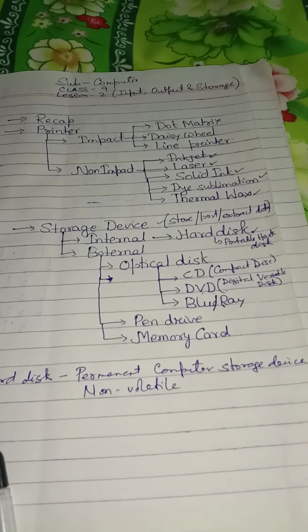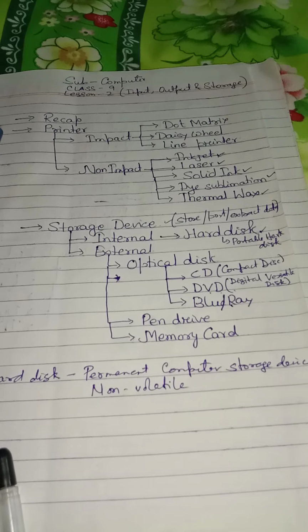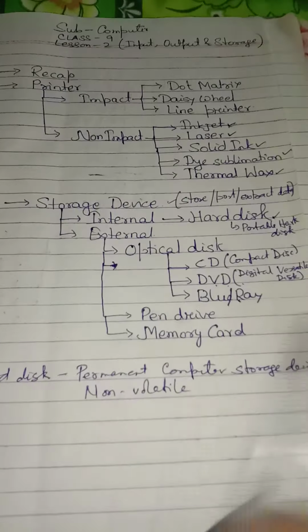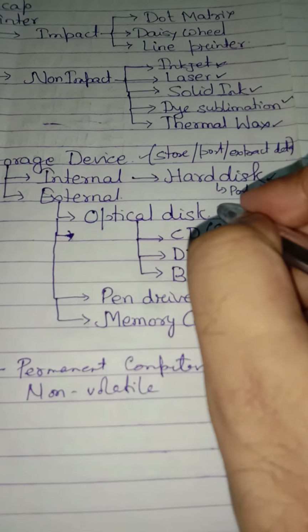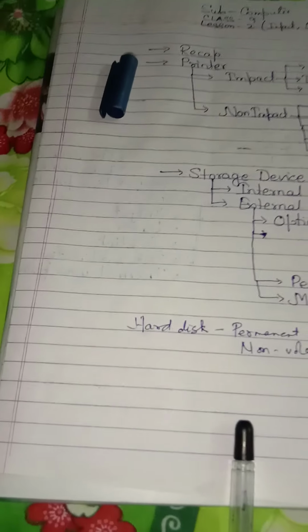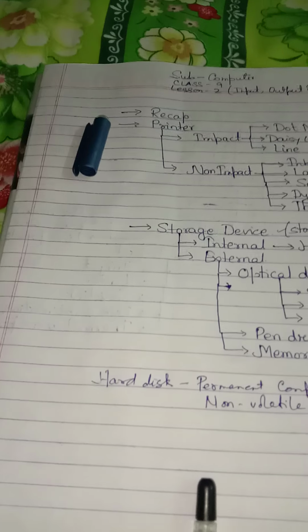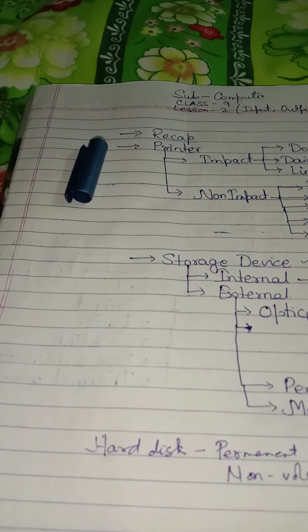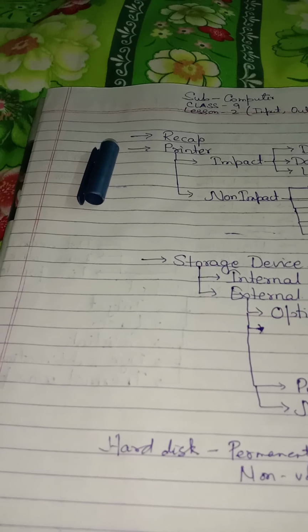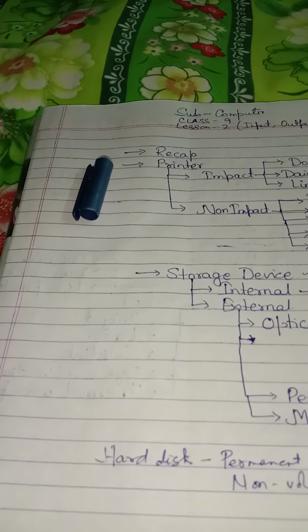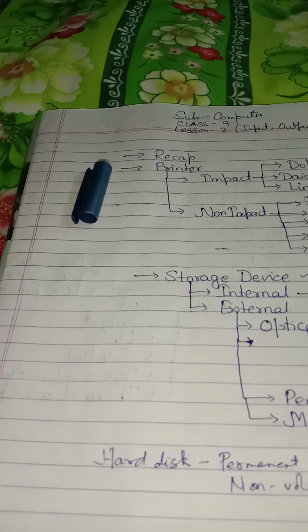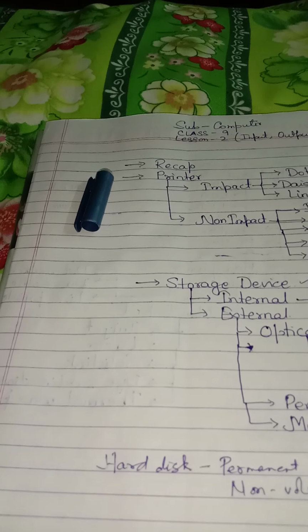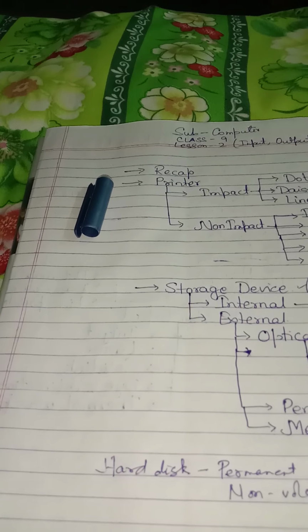In external storage devices, the first topic that we are going to discuss is the optical disc. Now what is an optical disc? It is a storage device in which data is read and written by using a laser. There are different types of optical devices, like CD, DVD, Blu-ray disc, etc.